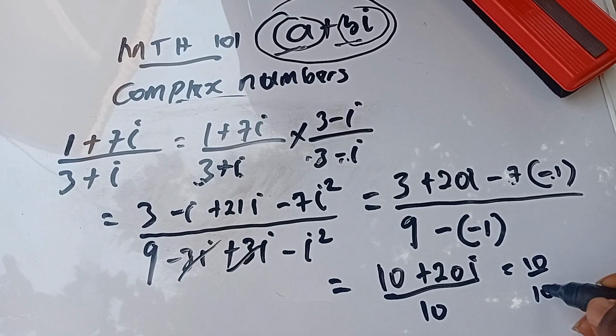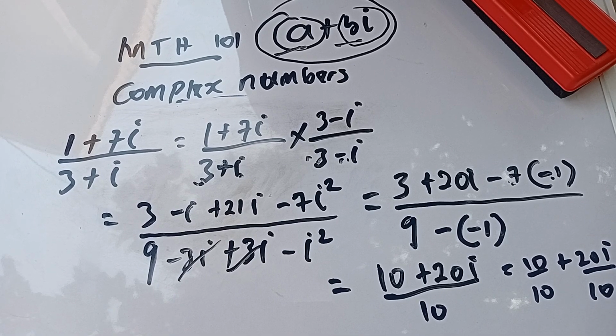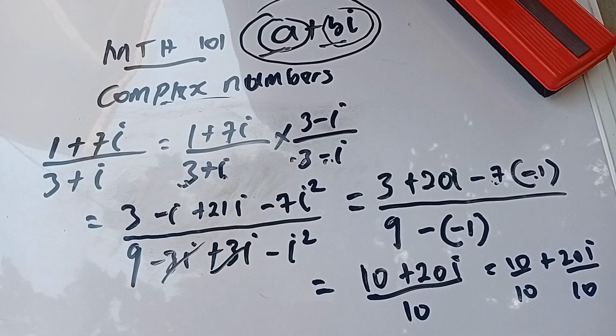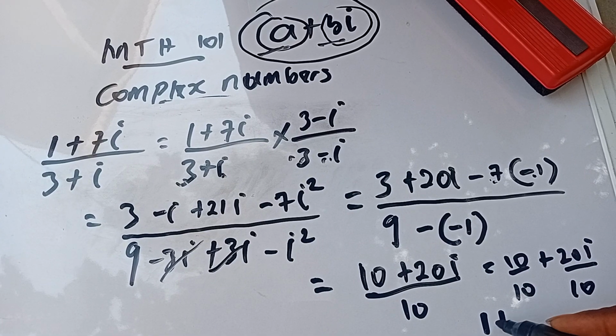10 divided by 10 plus what? 20i divided by what? Divided by 10. 10 over 10 plus 20i divided by 10. So what do we get? 10 over 10 is 1, plus 20i over 10 is 2i. So this is the final answer.